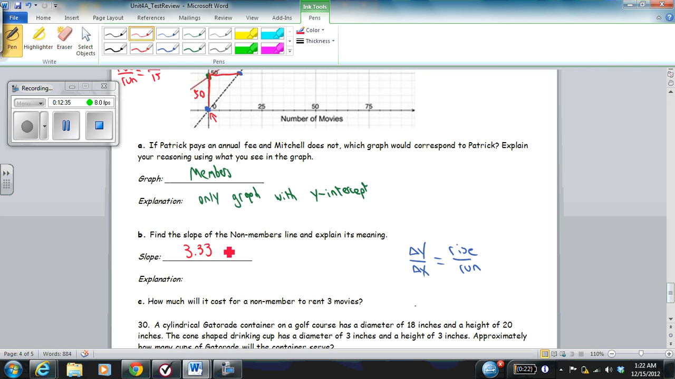Now what are the units of that? The Y units are dollars, X units are movies. So that gets us into the explanation of the slope. The slope means every movie rental costs $3.33 for non-members. So for a non-member to rent 3 movies, that'd just be 3.33 times 3, which is 10.